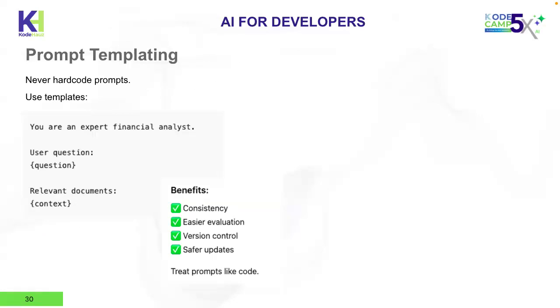Then there are other things, for example, error handling, like we talked about. How do you handle errors? If the API call fails, do you do retries? How many retries and things like that? Then we talk about templating. Never hard code your prompts. Always use a template. Don't put your prompts inside your code.